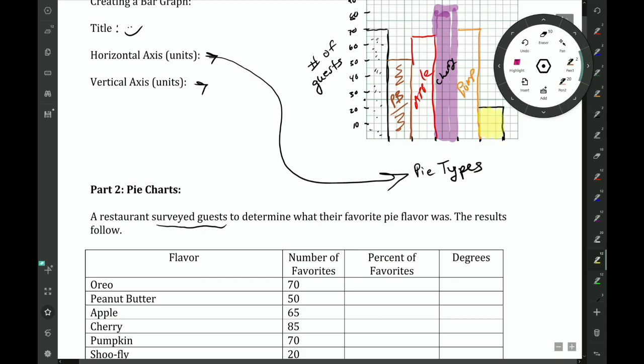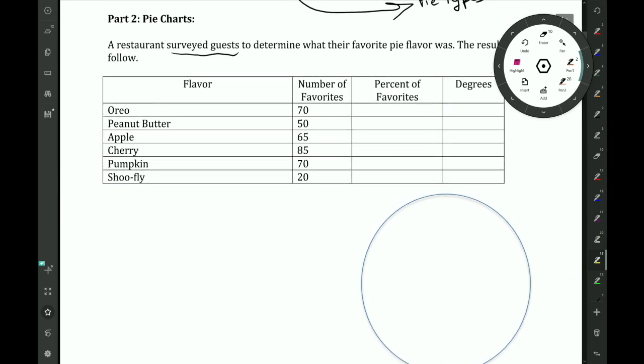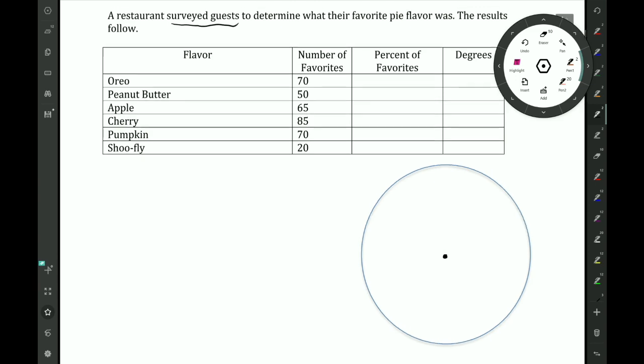Now, what gets a little more troubling is to make pie charts. I did give you all a protractor to analyze. The one thing you will need to do is estimate where the center is. I won't be too picky, or I will try to give you the center of the circle. So take a moment to eyeball the center of it. I'll do that in the future for you, hopefully.